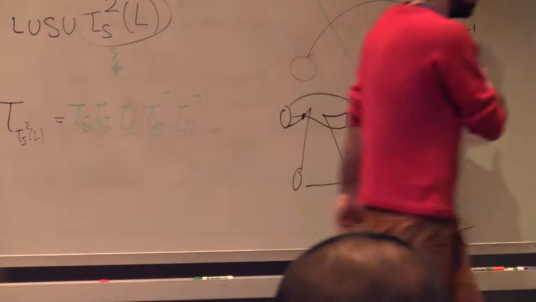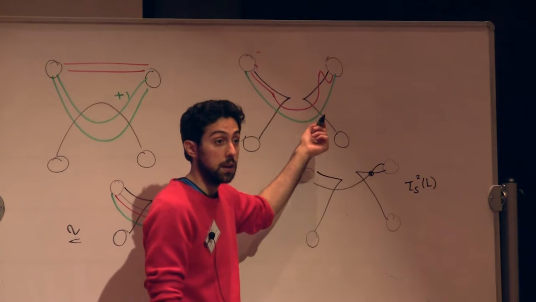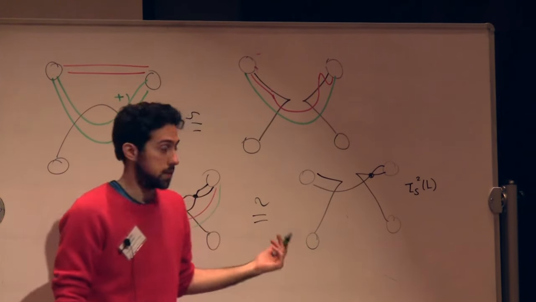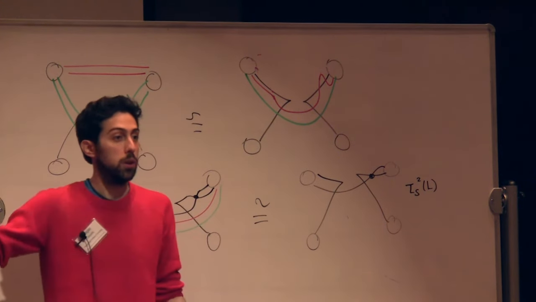Another way of doing it would be handle slide ones along S, which is what has happened here, and then pin down exactly where the Reeb chord is and handle slide again. It's essentially what's happening, but this is more of a combinatorial way of doing things.